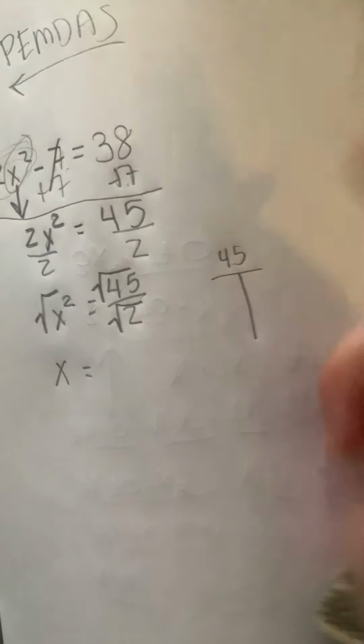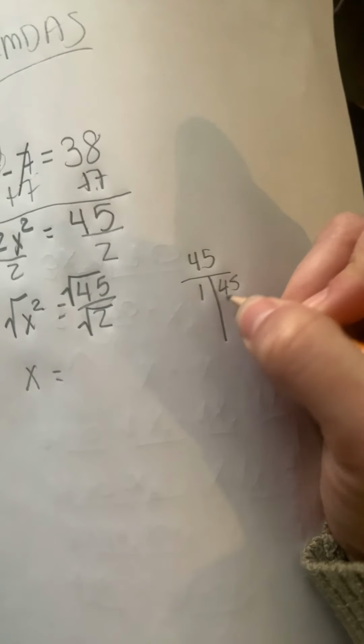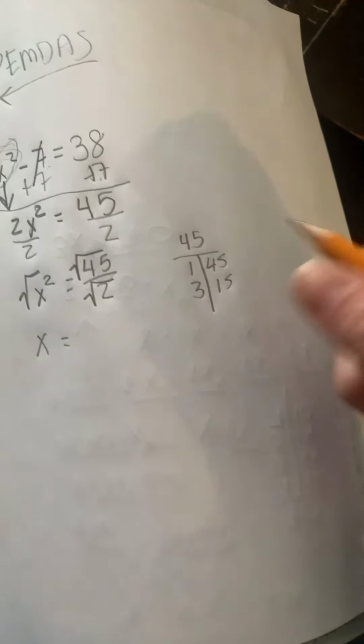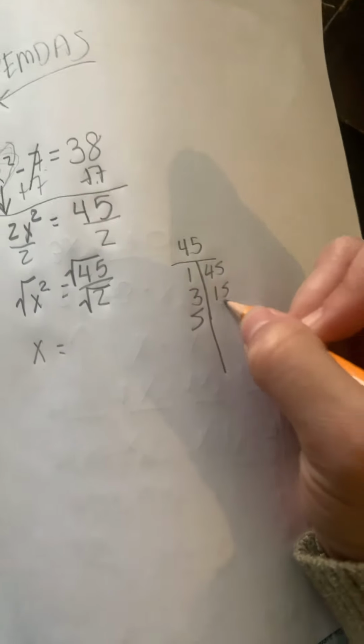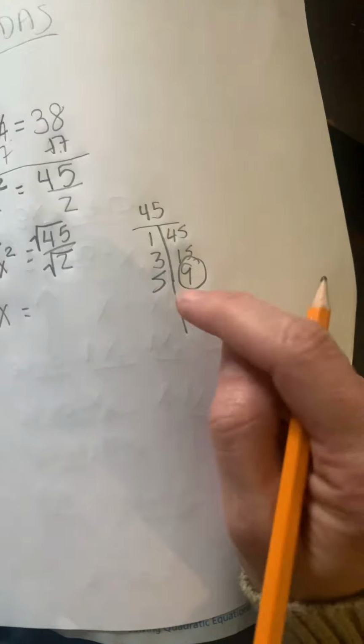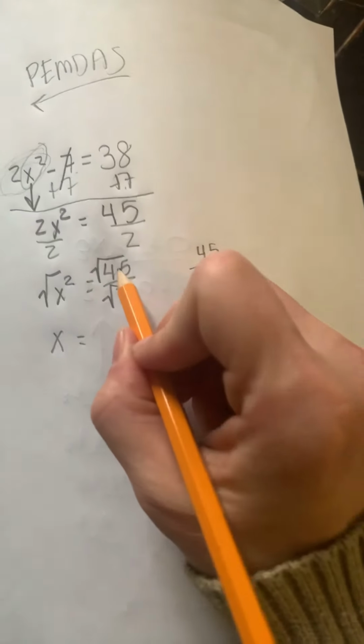So 45, I've got 1 times 45, 3 times 15, 5 times 9, and that's where I want to go. So then 6 doesn't go in, 7 doesn't go in, 8 doesn't go in, and I'm back to 9. So 9 is a perfect square.